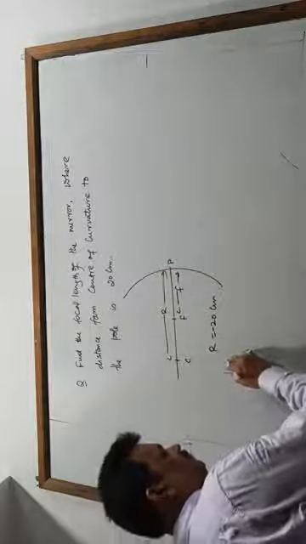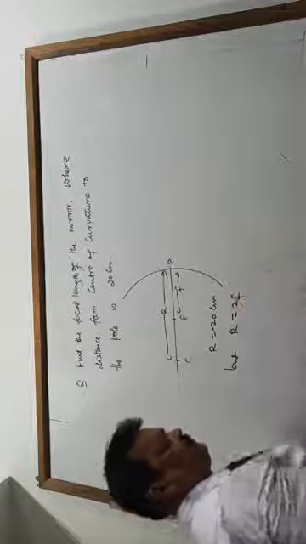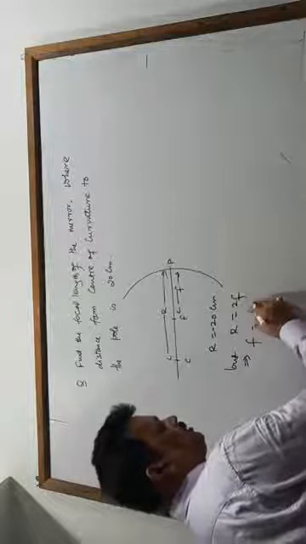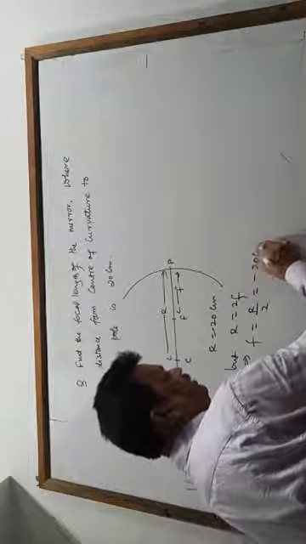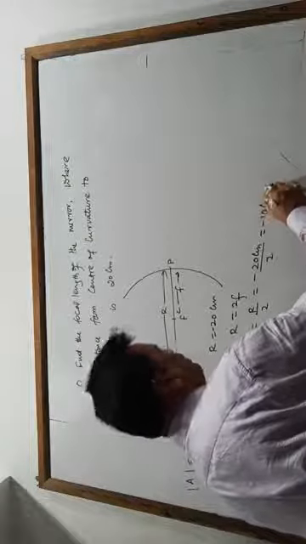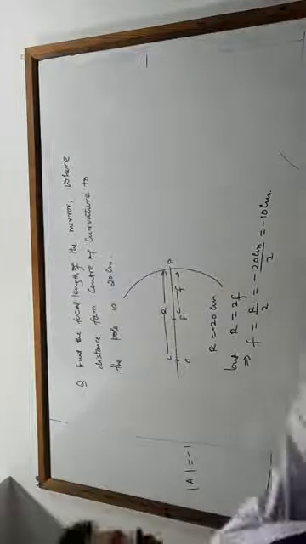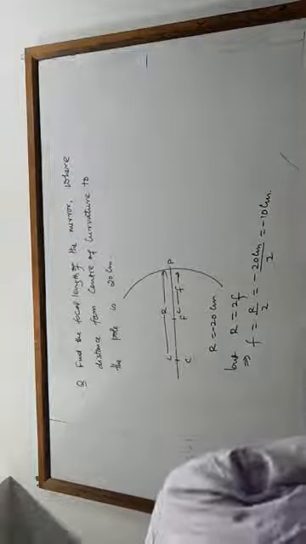But the formula R equals 2F implies F equals R by 2. That is minus 20 centimeter by 2. That is minus 10 centimeter. If it is a concave mirror, the focal length is minus; for a convex mirror, the sign will be plus. Okay, let's take some more questions on this.